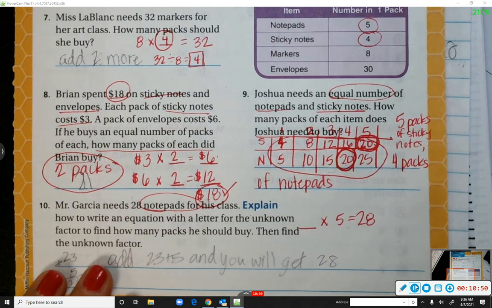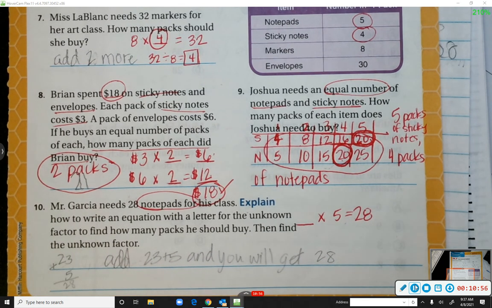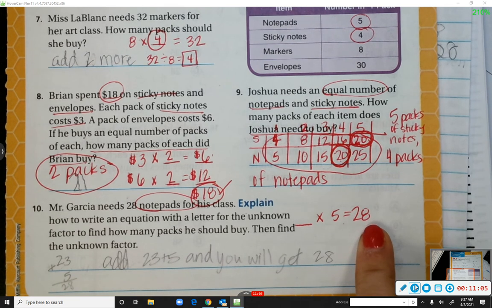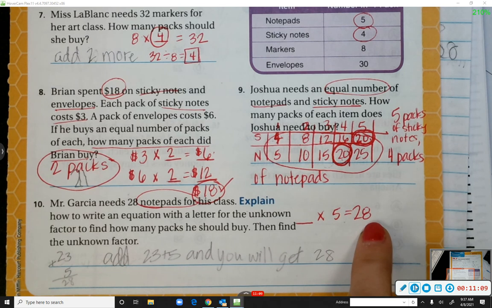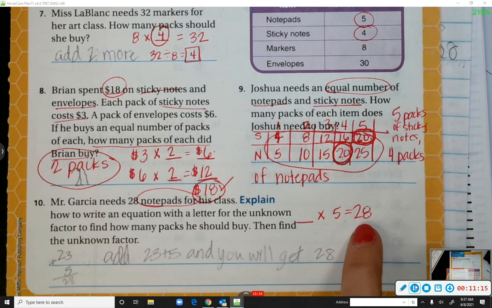Well, is 1 pack enough? No, because 1 times 5 is 5. Is 2 packs enough? No, because that's 10. 10 is not enough for 28. Okay, 3 packs? No. 4? No. 5? 5 times 5 is 25. Is that enough? No, I'm going to have 3 people left out.